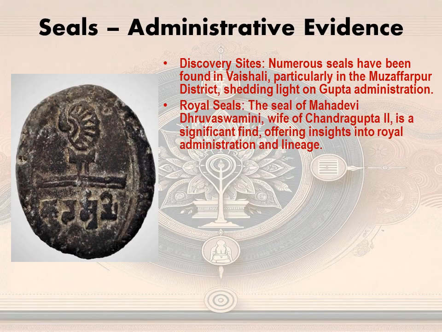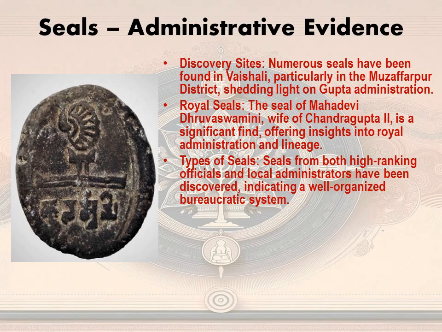structure of the Gupta period. The seal of Mahadevi Dhruva Swamini, wife of Chandragupta II, is a significant find offering insights into royal administration and lineage. So, the wife of Chandragupta II, Mahadevi Dhruva Swamini, was very influential, and that can be understood from the seals in her name which have been found.